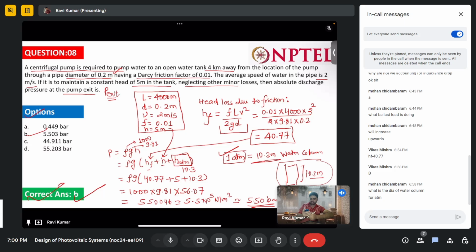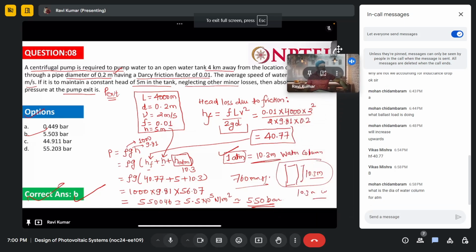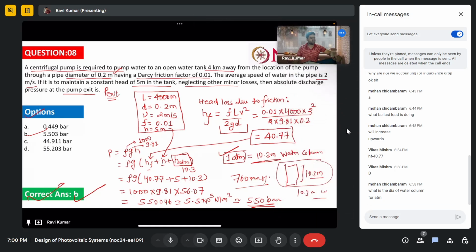No, it is like we say 760 mm of Hg. So similarly it is 10.3 m of water. Same. What is the diameter when we say in the Hg? Further you can look it up on the internet. But for one atm we usually take this head as 10.3.